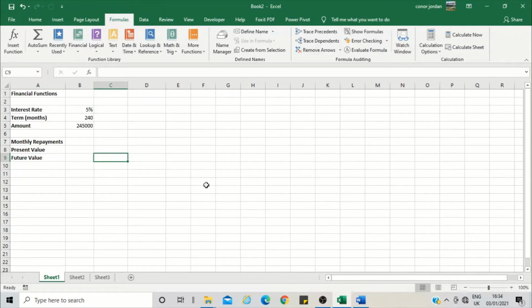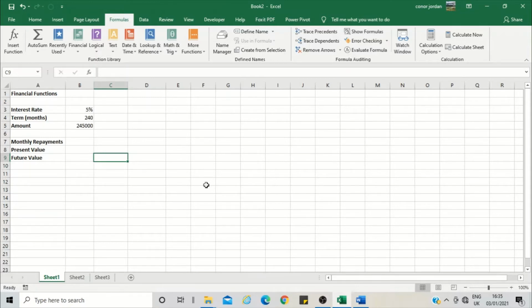Today we will be looking at financial functions. Financial functions can calculate the monthly repayments required in a loan if you know the interest rate, the term of the loan in months, and the amount of the loan. You can also predict the present value of a loan or a savings account and the future value.